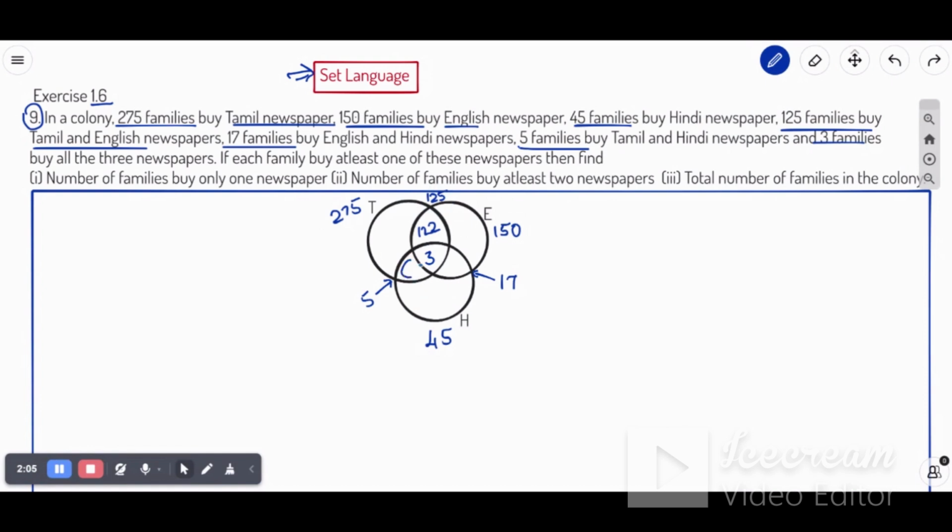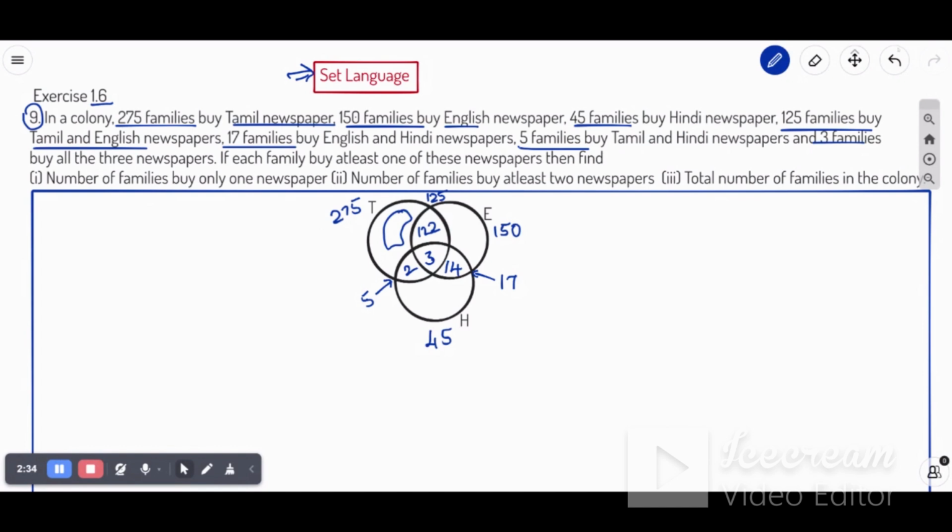Can you say what this circle will be? Yes, you have to subtract this 3 from this 5. So 5 minus 3 is equal to 2. 2 people buy Tamil and Hindi alone. Now this circle will be 17 minus 3, which is equal to 14. Since we have filled all the overlapping parts, now we will fill the bigger parts.